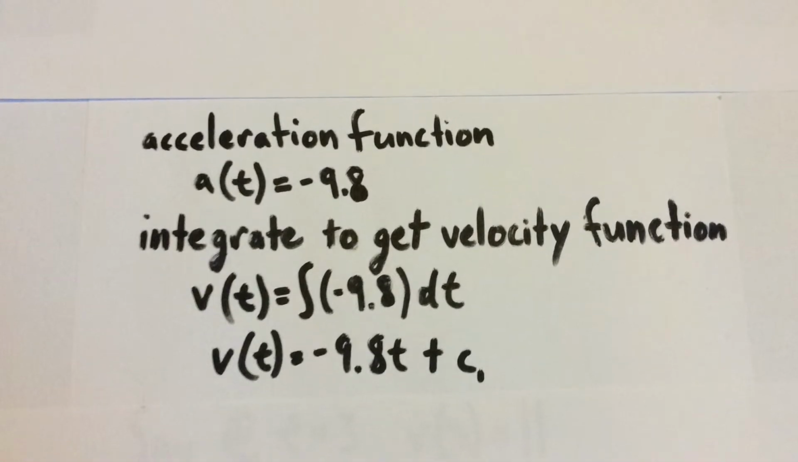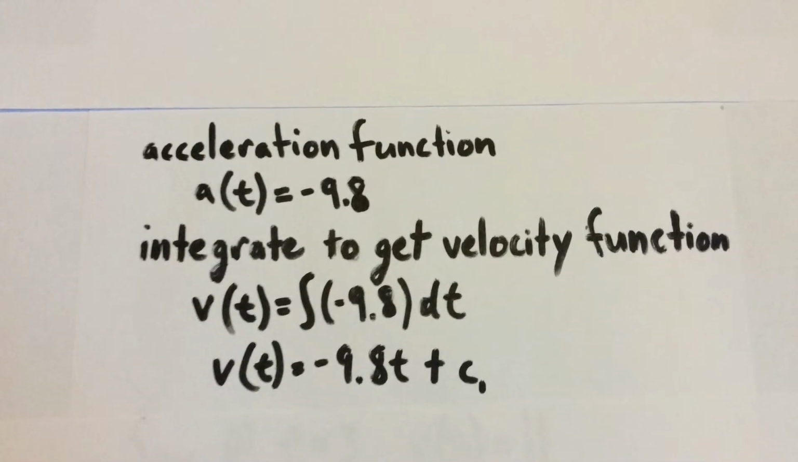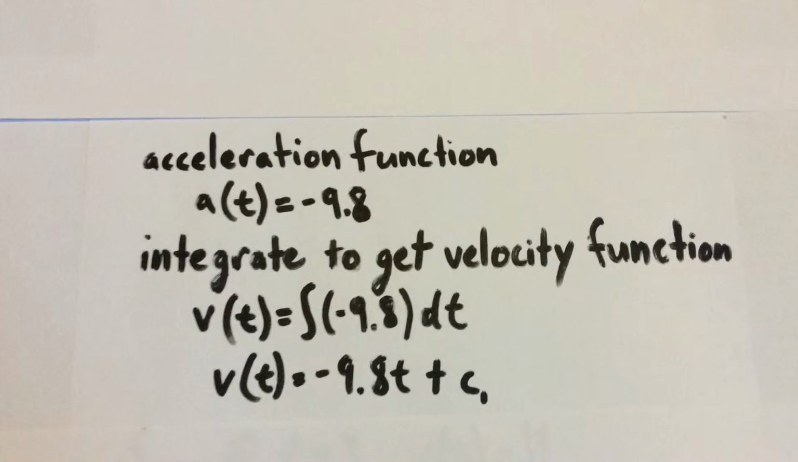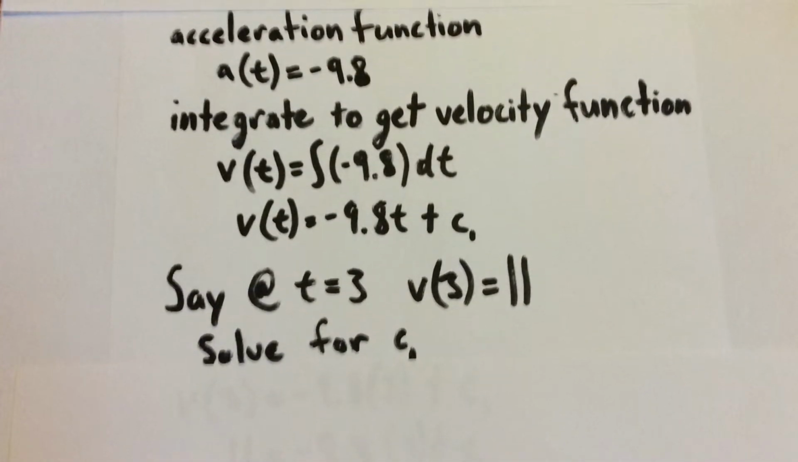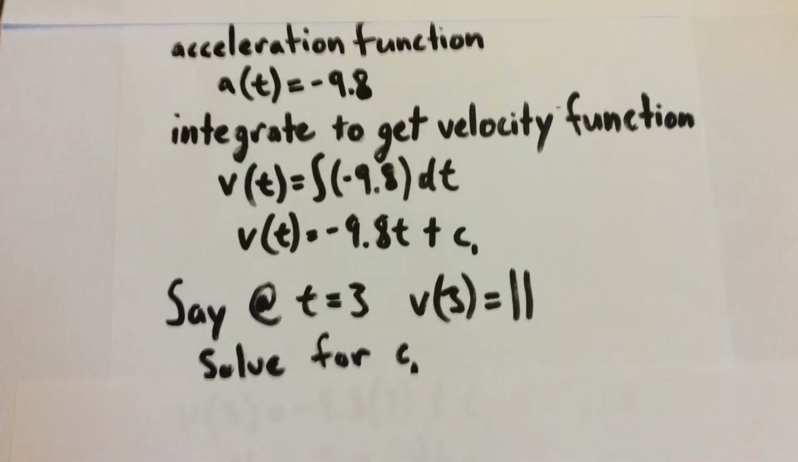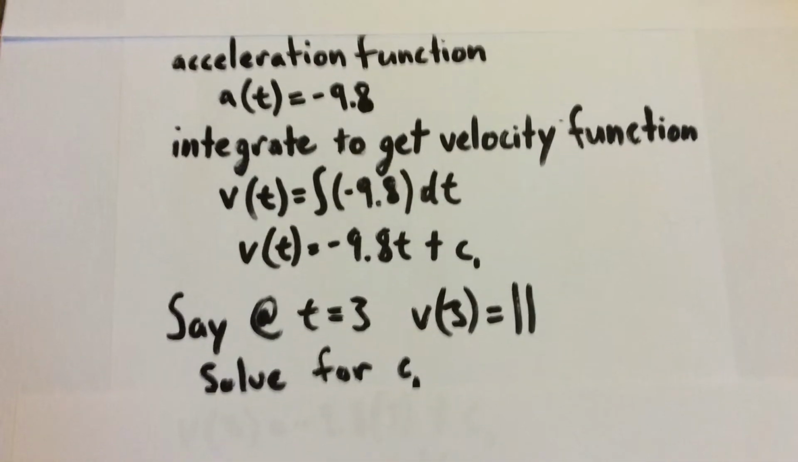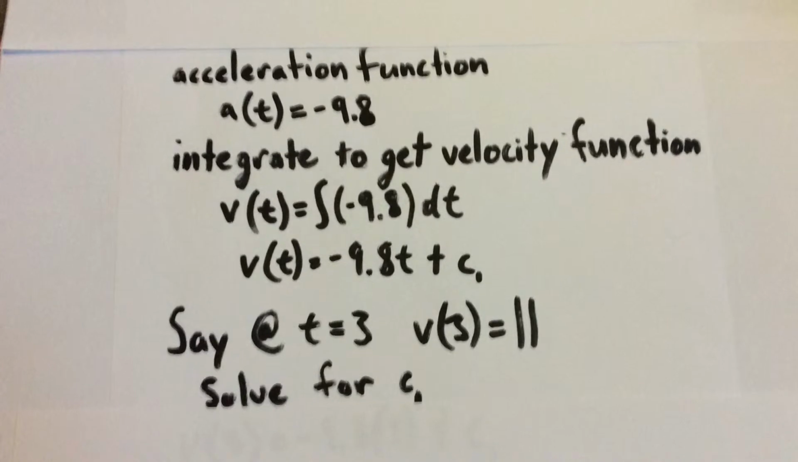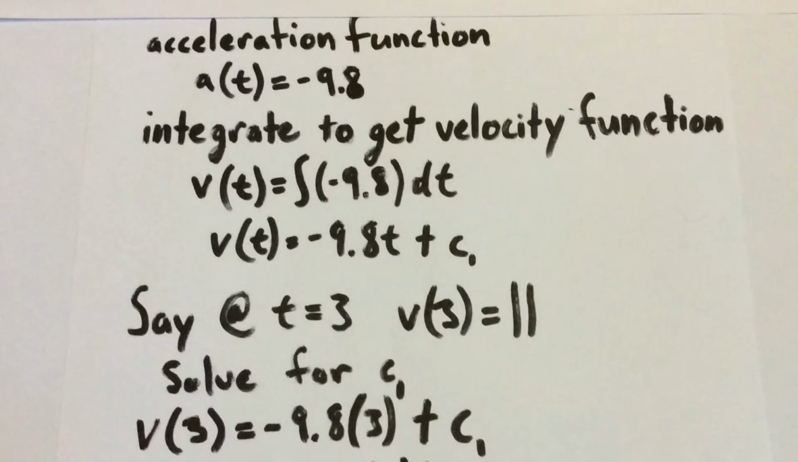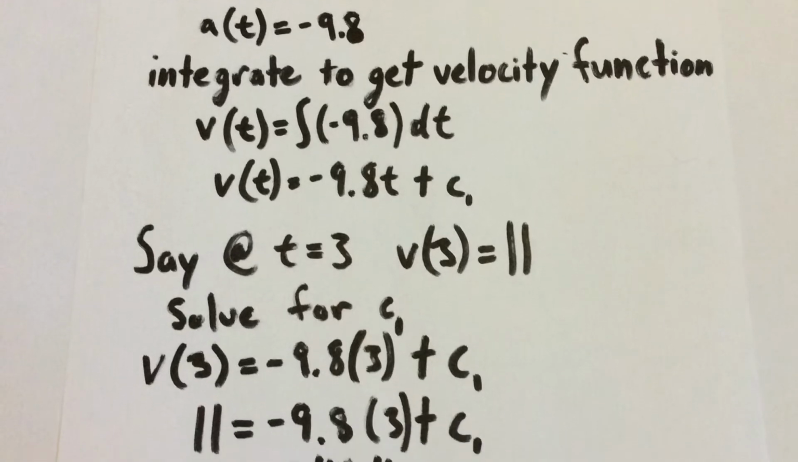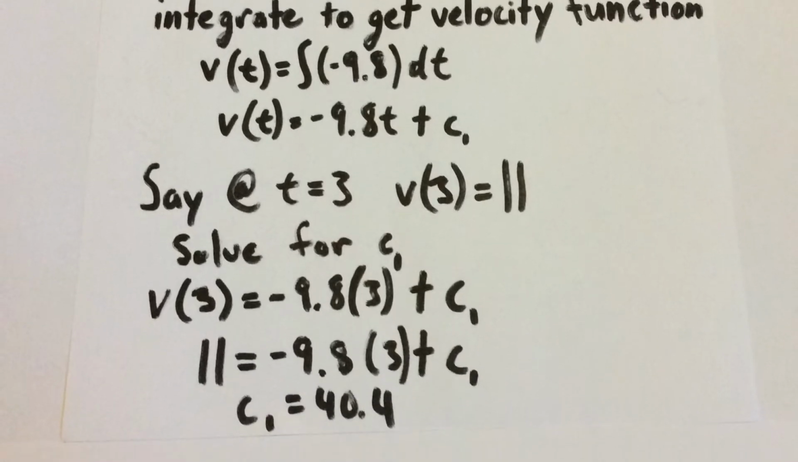This c1 is the initial velocity of the coin, which you can solve by given information, whether at time 0, or in this case, we're going to say it's going to be time 3. Now with information given to us, we see that at time 3 the velocity is equal to 11. So what we do is we plug in the values that we have and solve for c1, or the initial velocity. And after doing this, you get c1 is equal to 40.4.